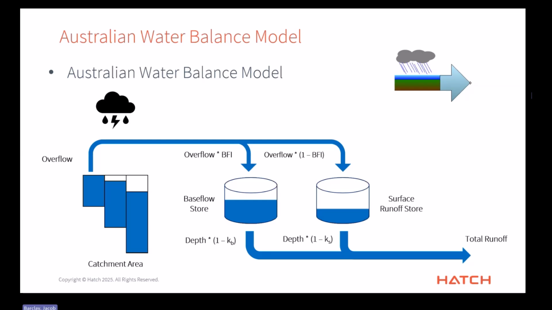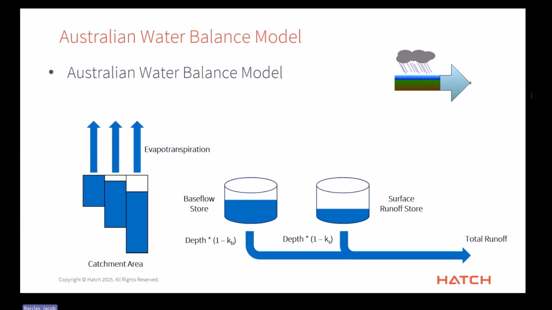Another thing that's added in the Australian water balance model that was not in the previous model is the option now for evapotranspiration. So you can have water evaporating out of this catchment area and not being introduced to the base flow stores and then leading to runoff entering the plant. That will decrease the amount of water in that catchment area.